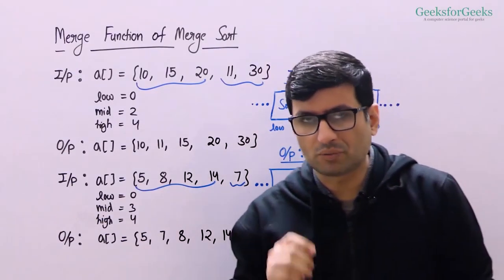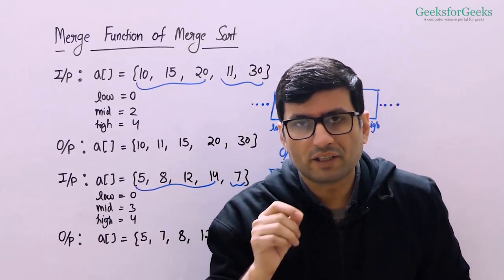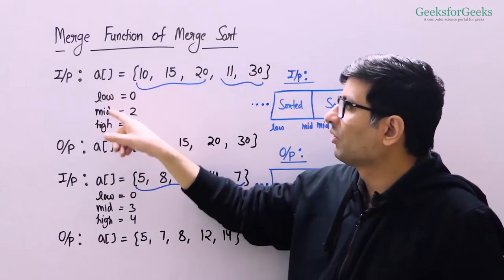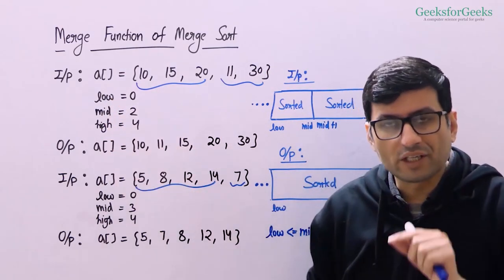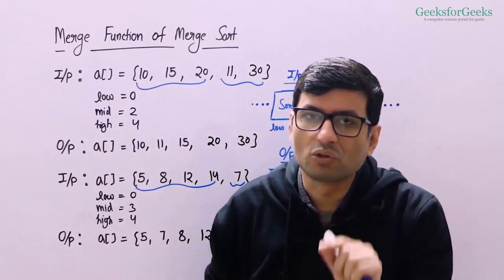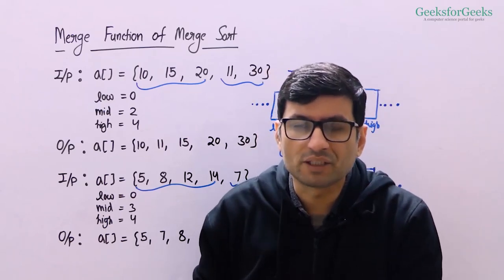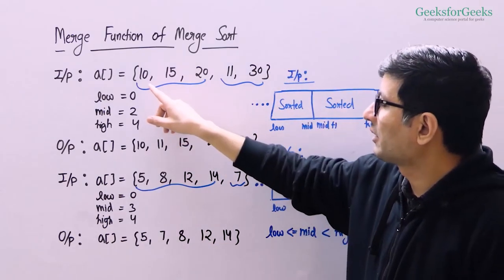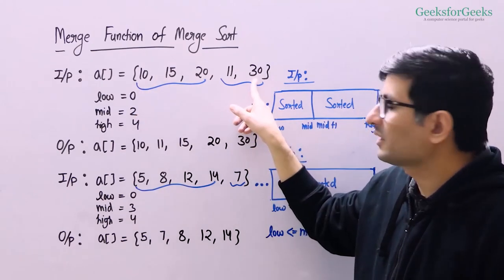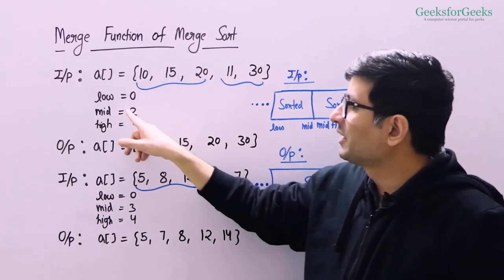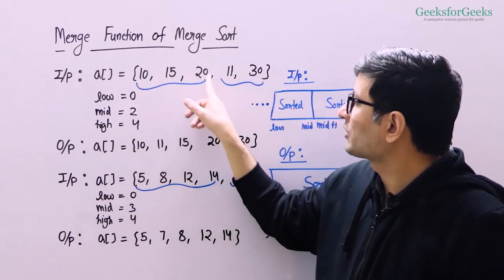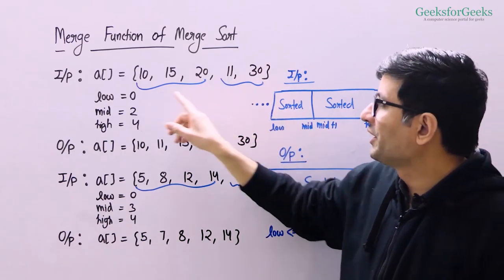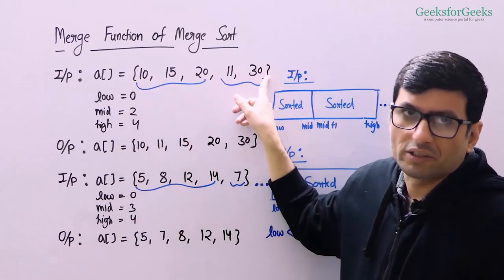Let us talk about this problem. We are given an array and three indexes in it. Indexes are low, mid and high. We are given that elements from low to mid are sorted and elements from mid plus 1 to high are sorted. For example, low is 0 here, high is 4 here. Elements from low to mid means 0 to 2 are sorted and elements from mid plus 1 to high are sorted. We need to sort the array from low to high.